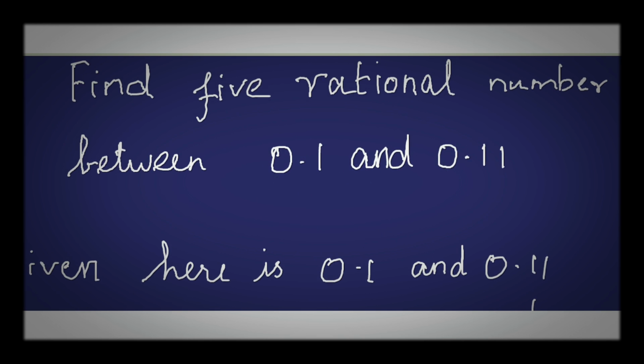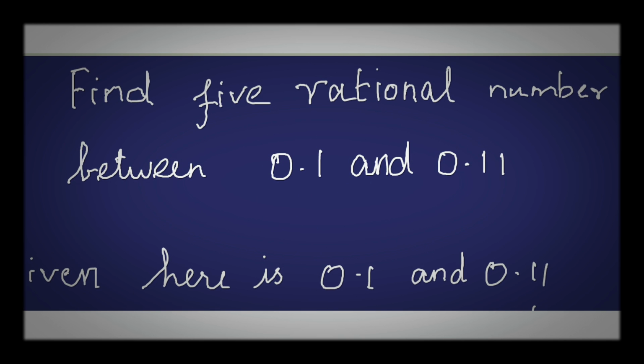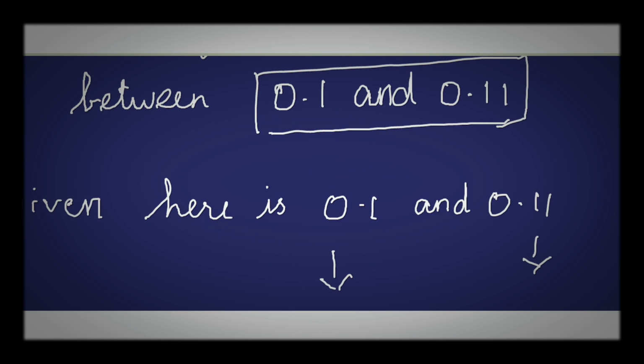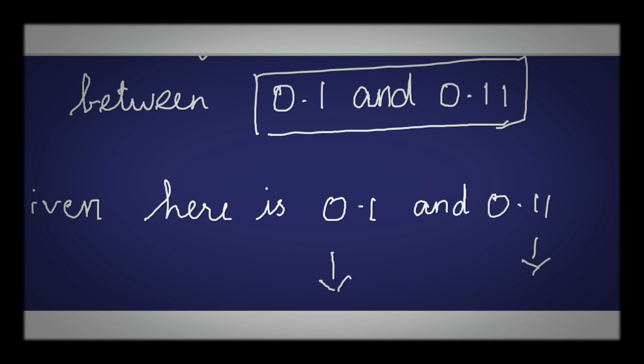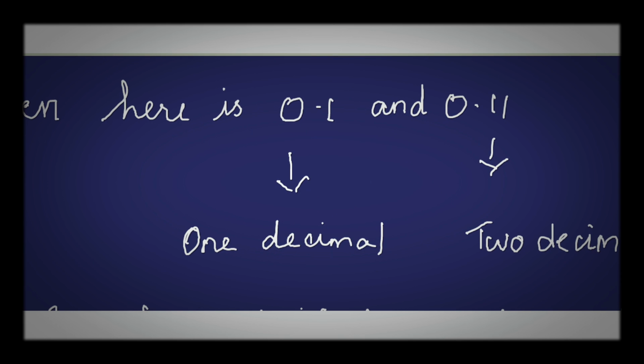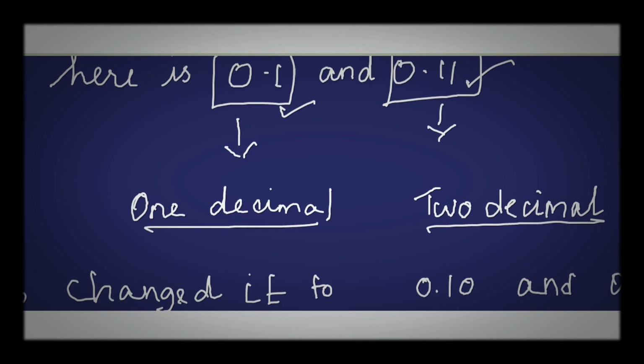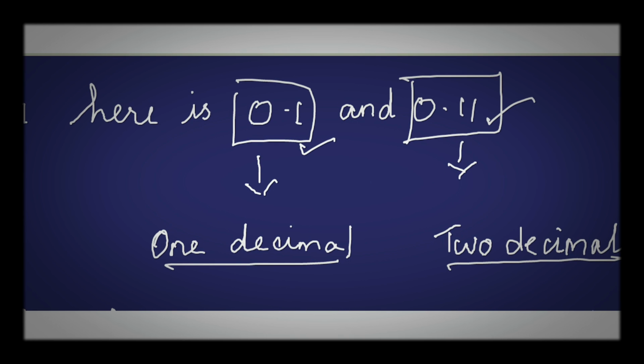Okay, let us have another sum, exercise 2.1. Find 5 rational numbers between 0.1 and 0.11. So in between these two decimal values we need to find 5 rational numbers. 0.1 here is a one decimal number, and 0.11 here is a two decimal number. So we can't get in-between numbers as the decimal places are 1 decimal and 2 decimal.